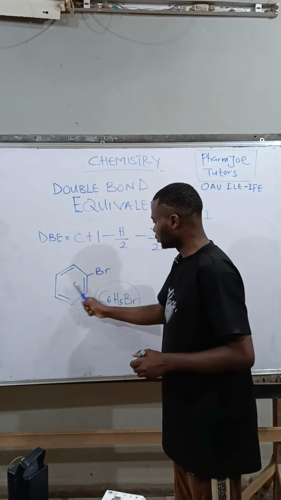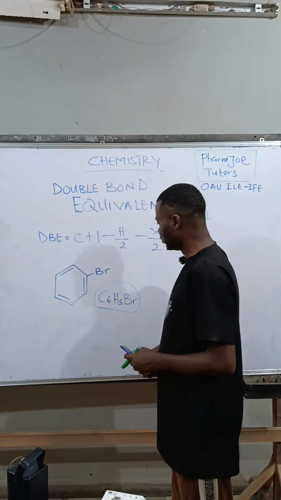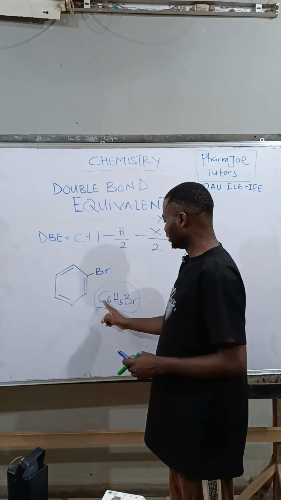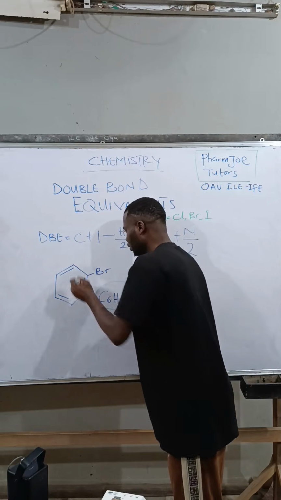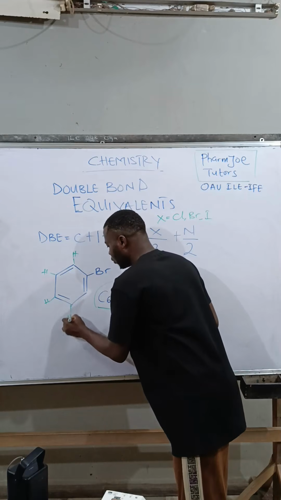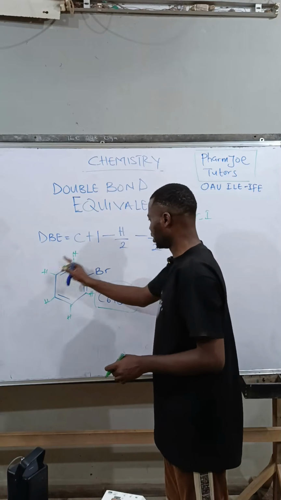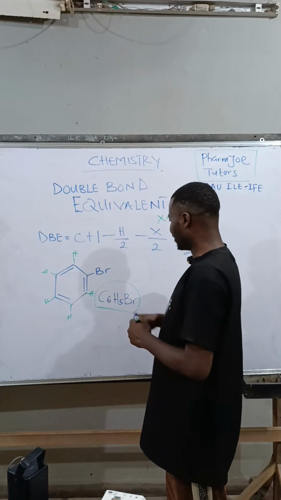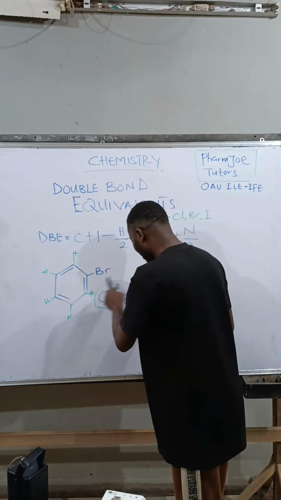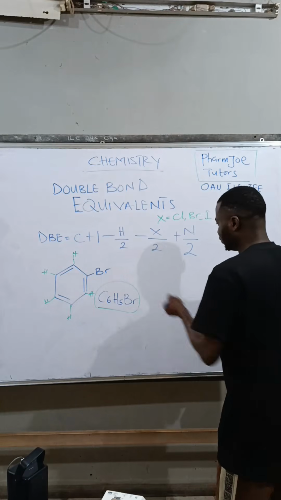Now, this compound, which is a bromobenzene, has 1, 2, 3, 4, 5, 6. You can see it has 6 carbon. The hydrogen here: we have 1, 2, 3, 4, 5. So C6, then H5, then Br. So when do we use this formula? We use this formula when we already have our molecular formula, and we can easily solve this question from here.